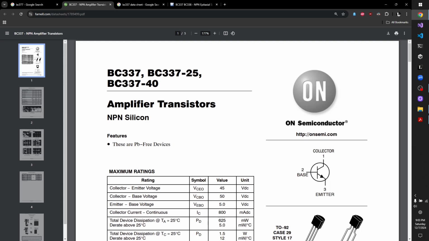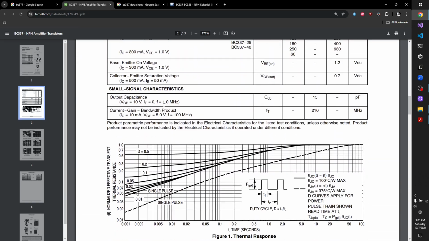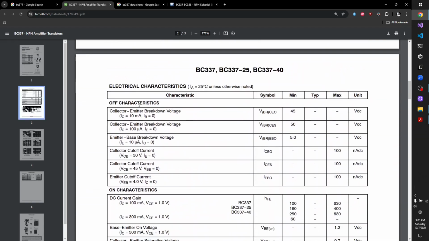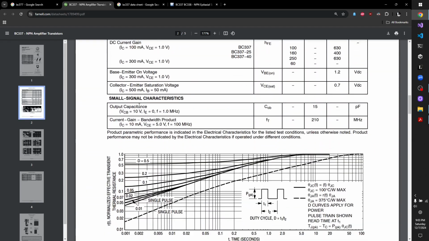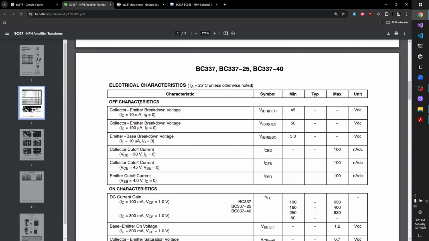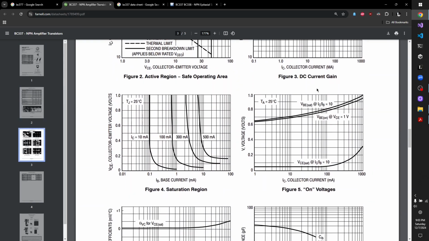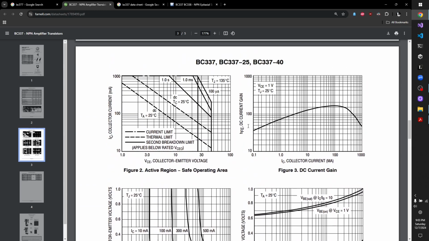And this is a datasheet that I found for the BC337. It's actually for multiple different variants of this, but that's not uncommon. And we can look through all this stuff and find out maximum characteristics and all that stuff. But there's a few things that we're interested in. Let me scroll down here to the DC current gain. So this is our actual curve that we care about.